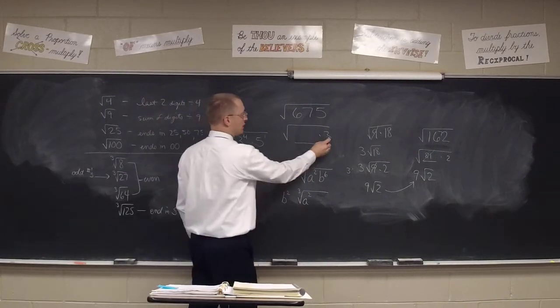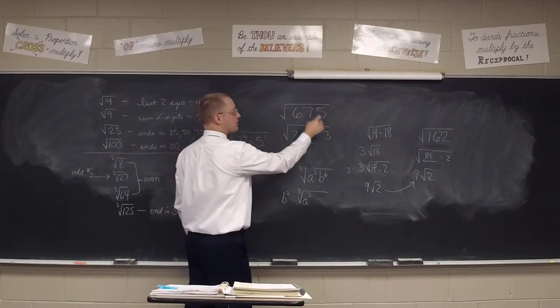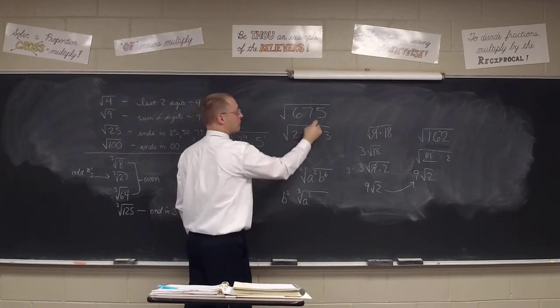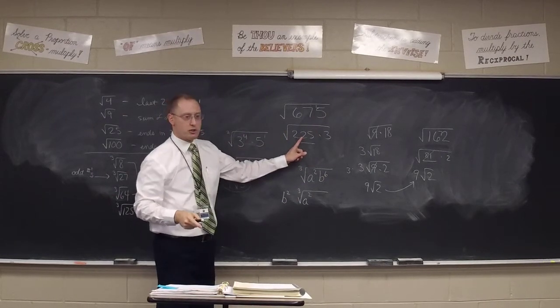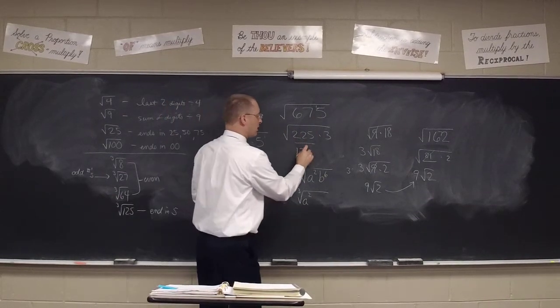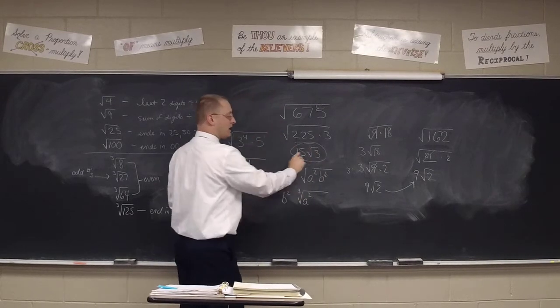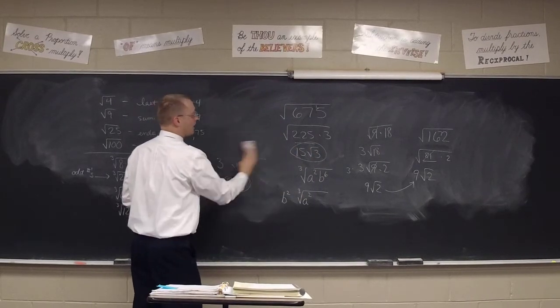3 goes into 6, 2. 3 goes into 7, 2. 3 goes into 15, 5. Oh, wait a second. We can take the square root of this. It's 15 times the square root of 3. Again, big numbers, that's my recommended strategy.